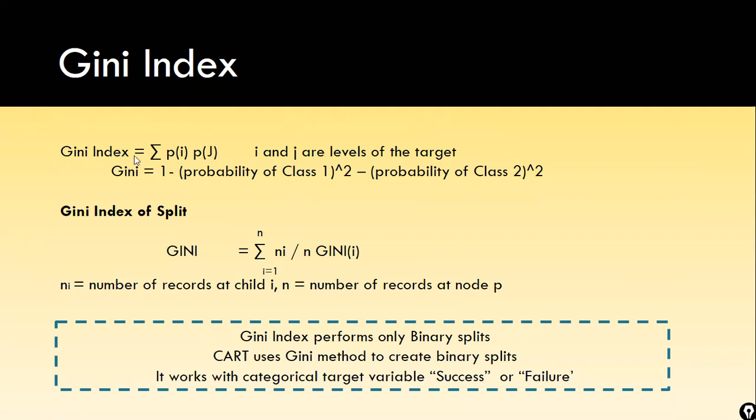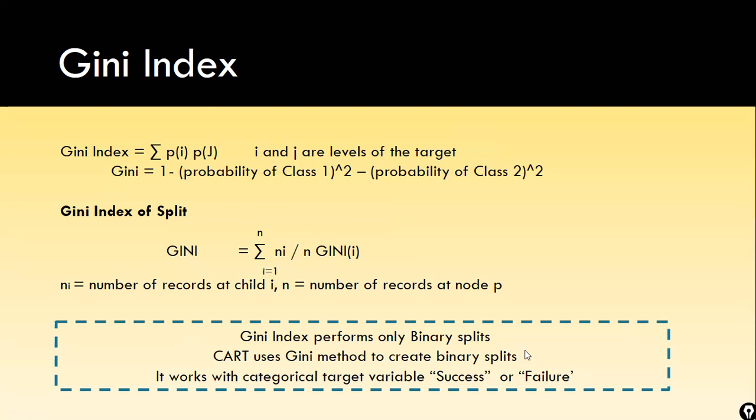To compute the Gini index, this formula is used. The sum of the probability of I and the probability of J is nothing but your Gini index. And Gini is equal to 1 minus the probability of class 1 squared minus the probability of class 2 squared. Okay, the Gini index of a split is Gini equal to Ni divided by N times Gini of N. Instead of going by this, it will be confusing. Okay, just keep that in mind.